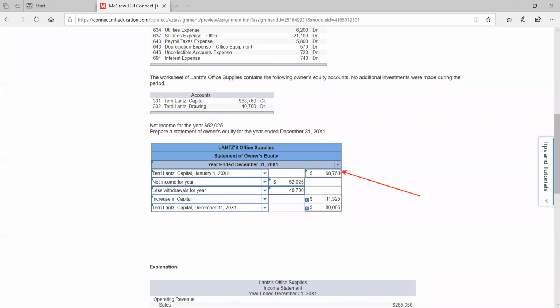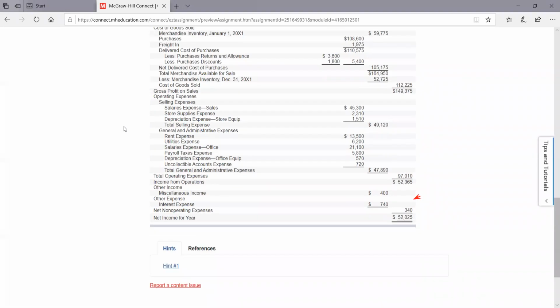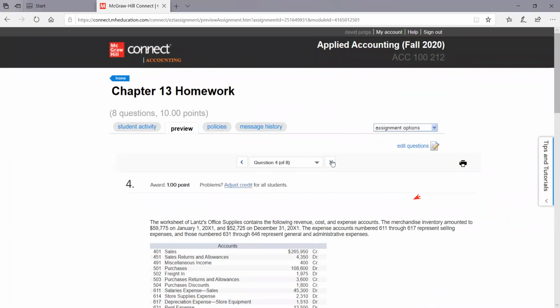You take your beginning capital. Notice here's your net income. This is the same net income from the previous problem. You subtract out withdrawals, and then you're of course going to update your capital. So this one should actually be a review one. And of course, here's that income statement from the previous problem. That's where they get the net income. So there's your equity. Let's check out number 5.